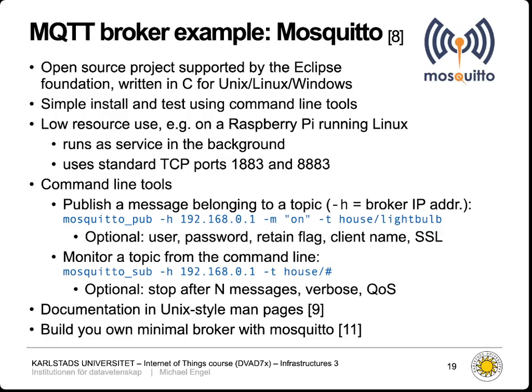So there's a lot of documentation on Mosquitto out there. It's provided in typical Unix style man pages. And if you have a Raspberry Pi, for example, you can easily build your own minimal broker, and then you could attach a different number of IoT clients using, for example, a wireless network.